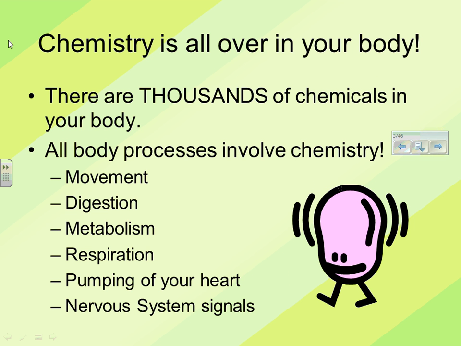There are thousands of different chemicals in our bodies, and all of these chemicals do all sorts of different things. They help with metabolism, movement, digestion, breathing, respiration, pumping your heart, and sending nerve signals through your brain and through your nerves. All of these processes involve some sort of chemical reaction, some sort of chemistry. So this video is all about the basics of chemistry and a big refresher of some things that you learned in 10th grade.